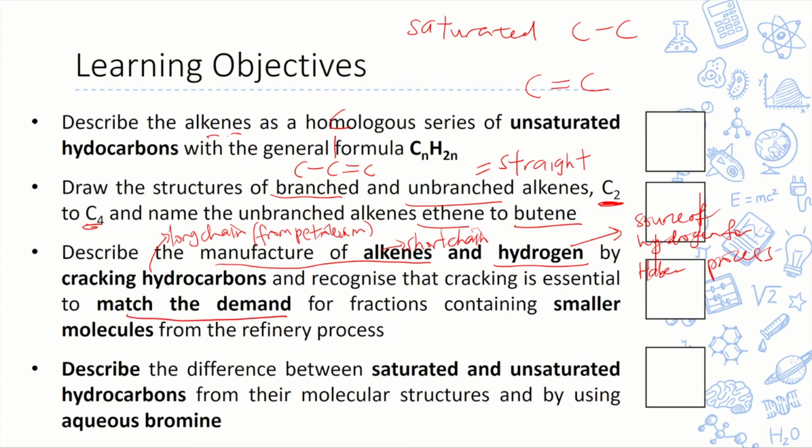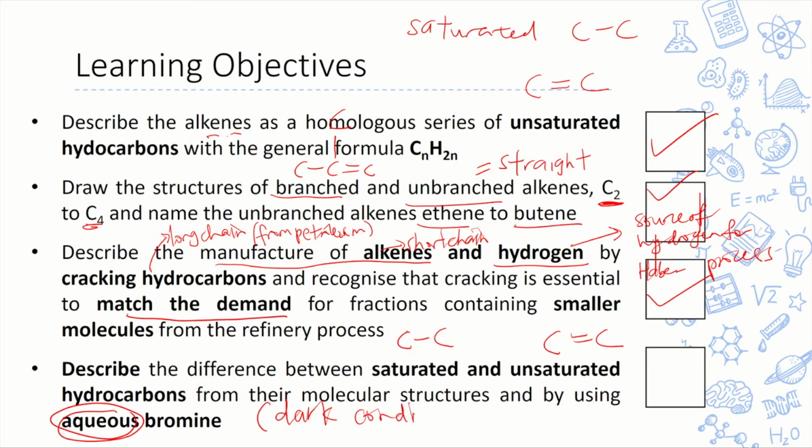Okay, so we are done with the first 3 learning objectives. Then of course, we take a look at the difference between saturated hydrocarbon versus unsaturated hydrocarbon. And we can use a simple test to differentiate these two. So assuming I have 2 unknowns, I don't know which one is alkane, which one is alkene, I will use aqueous bromine. So take note of aqueous bromine, and this is done under dark conditions.